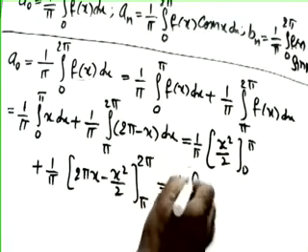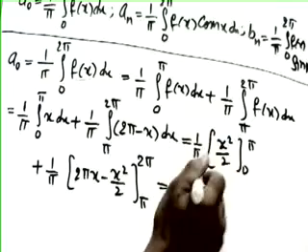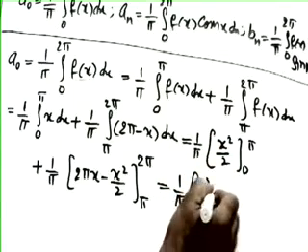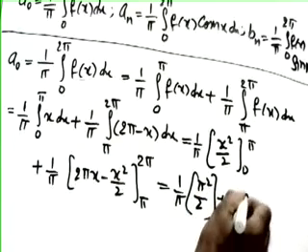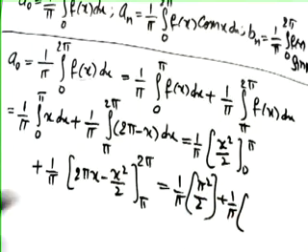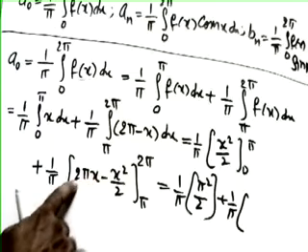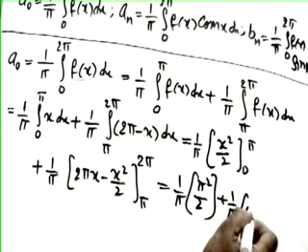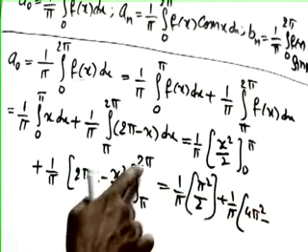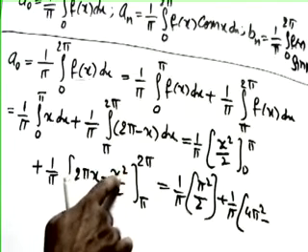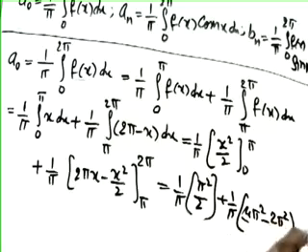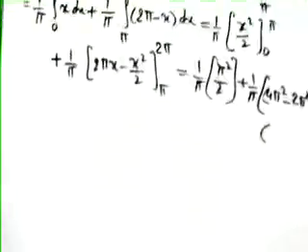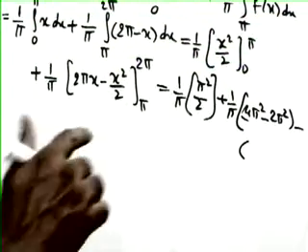Now let me substitute upper limit minus lower limit, 1 by pi into. If we substitute the upper limit, this will be pi square by 2. Lower limit is 0. Now substitute here, 1 by pi into. If you substitute the upper limit 2 pi, 2 twos are 4 pi into pi, 4 pi square, minus. If you substitute 2 pi here, 2 square is 4, 4 by 2 is 2 pi square. This is the upper limit. Minus the lower limit, which means pi. Once more you see here.